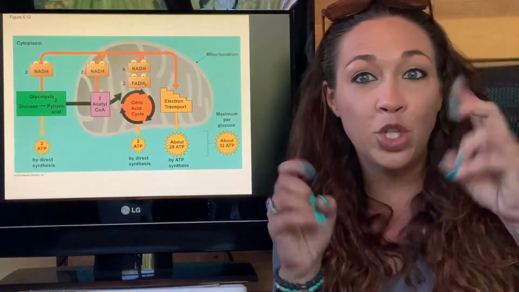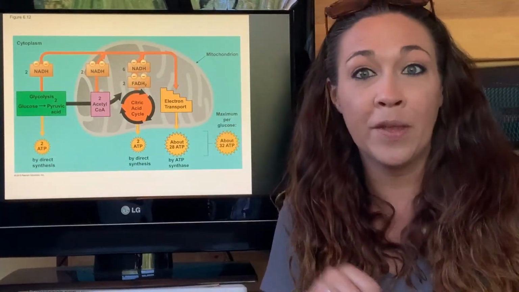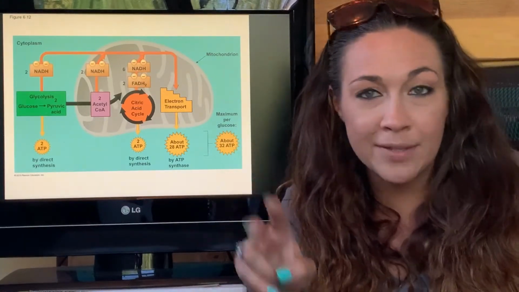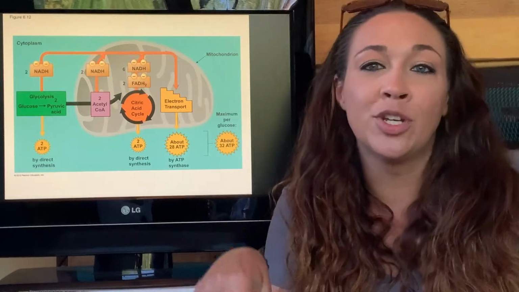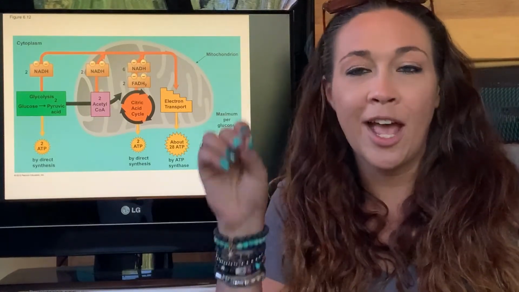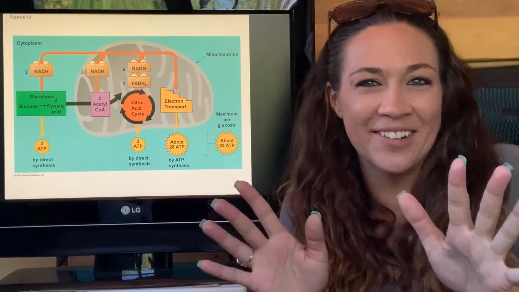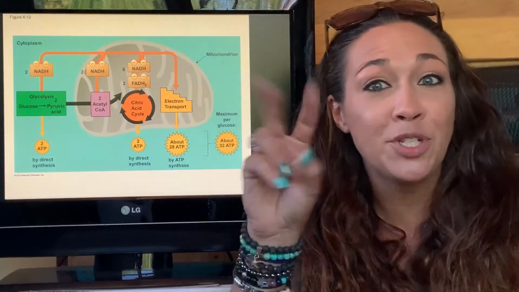So now we take 2 pyruvic acids. This is step 2. So step 1, glycolysis, we take 1 glucose molecule and turn it into 2 pyruvic acids, a little bit of NADH, and a little bit of ATP. I'm getting too fast now. I should slow down. Now, step 2.